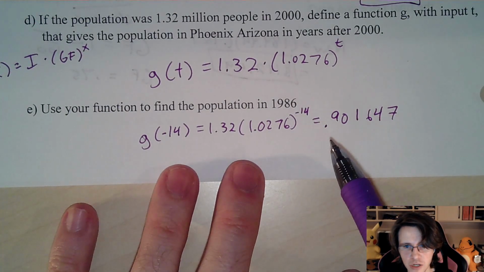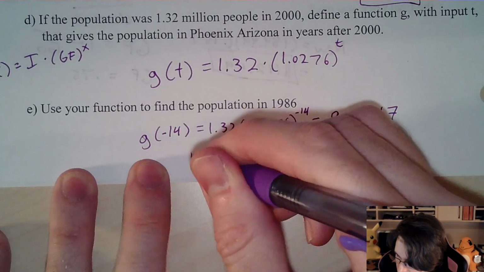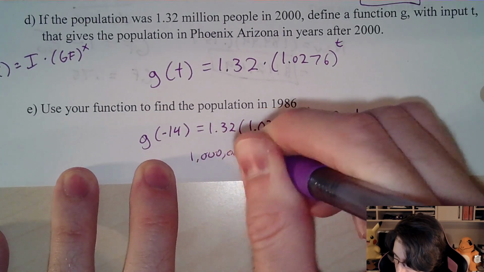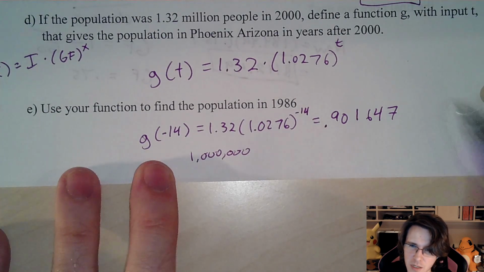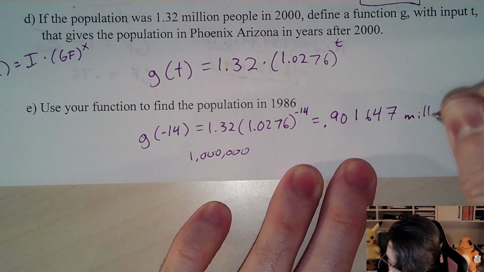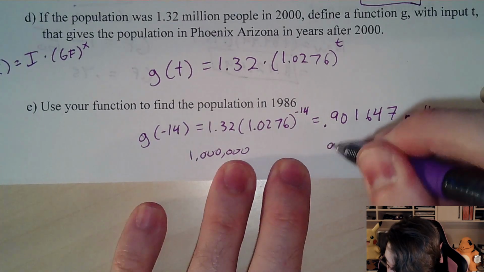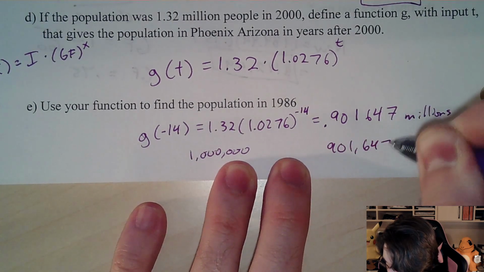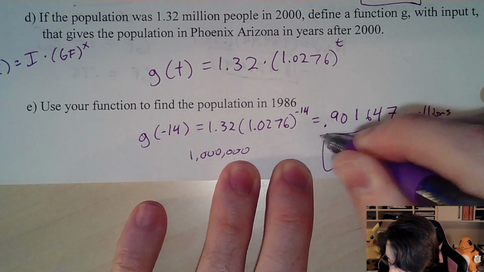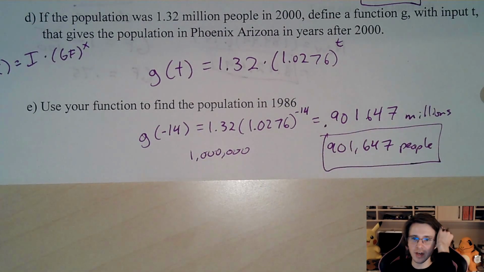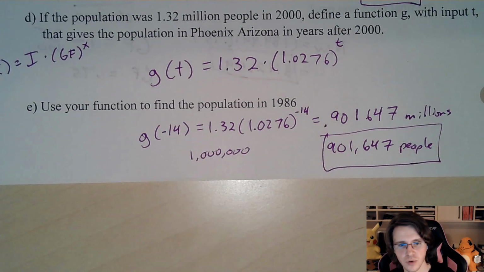If you're actually in millions, a million looks like this. A million has 6 zeros, so it's the same as moving the decimal place 6 to the right because this is in millions. So the correct answer is 901,647 people in Arizona. So just move the decimal 6 to the right, and that's why I went 6 decimal places there.